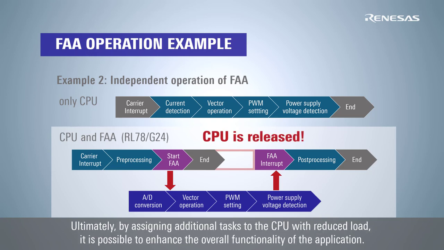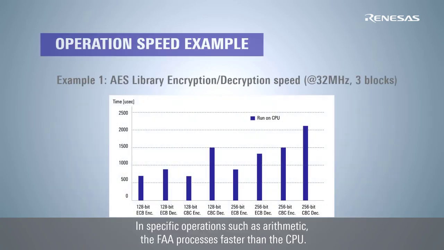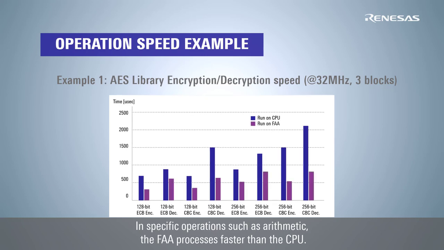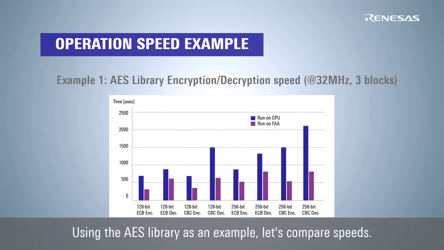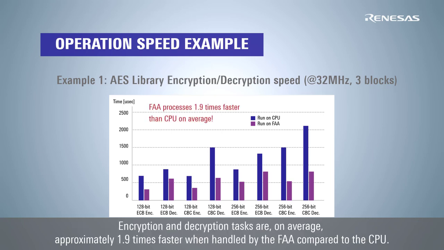Ultimately, by assigning additional tasks to the CPU with reduced load, it is possible to enhance the overall functionality of the application. In specific operations such as arithmetic, the FAA processes faster than the CPU. Using the AES library as an example, let's compare speeds. Encryption and decryption tasks are, on average, approximately 1.9 times faster when handled by the FAA compared to the CPU.